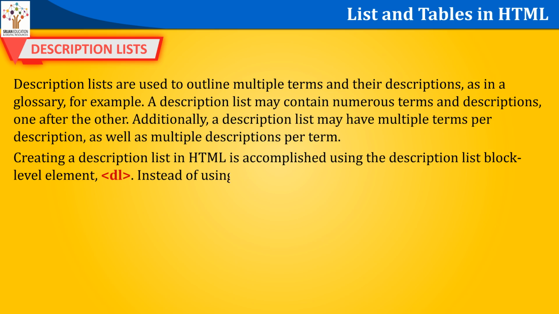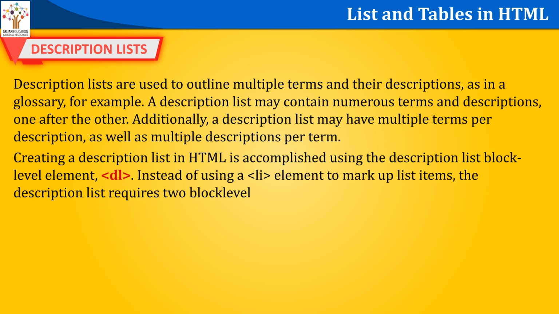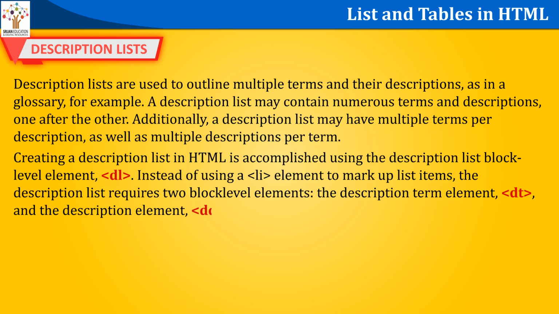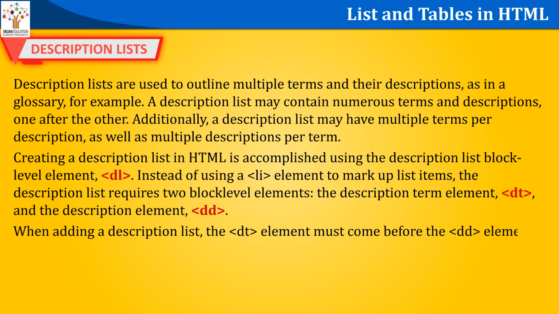Instead of using a LI element to mark up list items, the description list requires two block-level elements, the description term element DT and the description element DD. When adding a description list, the DT element must come before the DD element. Thus, the order of these elements is important.